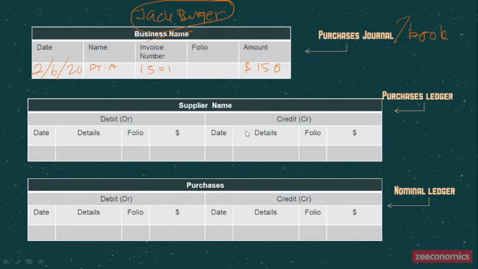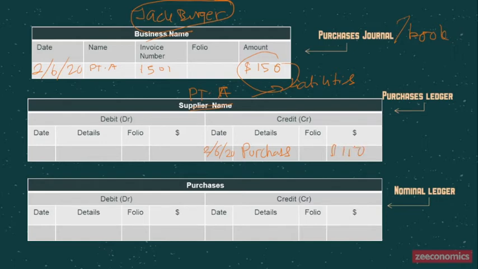So in this purchases ledger, or simply ledger, just change the supplier name into your supplier's name. For example, it is PT A. Since PT A is the same as liabilities, you need to record this $150 on the credit side of PT A's account or ledger. That is the 2nd of June 2020. The details would be purchases, and the amount is $150.